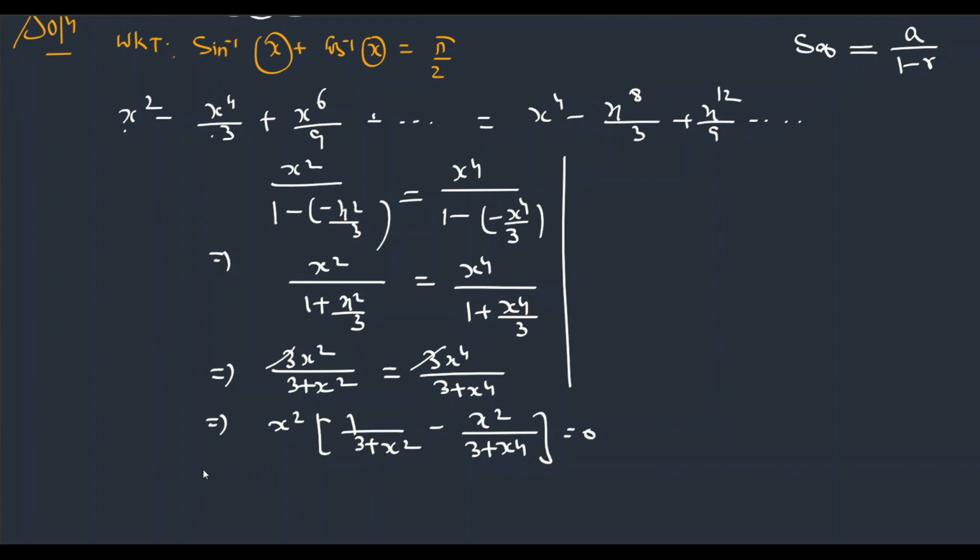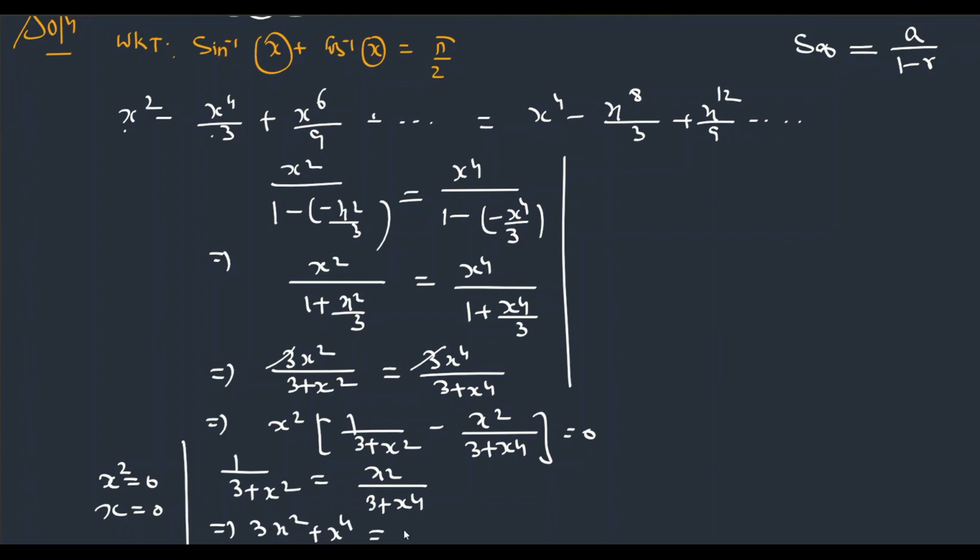So either the first term is 0, that means x square is 0, which will give x equal to 0, or this term is equal to 0, that means 1 by 3 plus x square is equal to x square by 3 plus x power 4. So when we multiply, we get 3x square plus x power 4, which is equal to 3 plus x power 4. So these two cancel out, so we have 3x square equal to 3, that means x is equal to plus and minus 1.